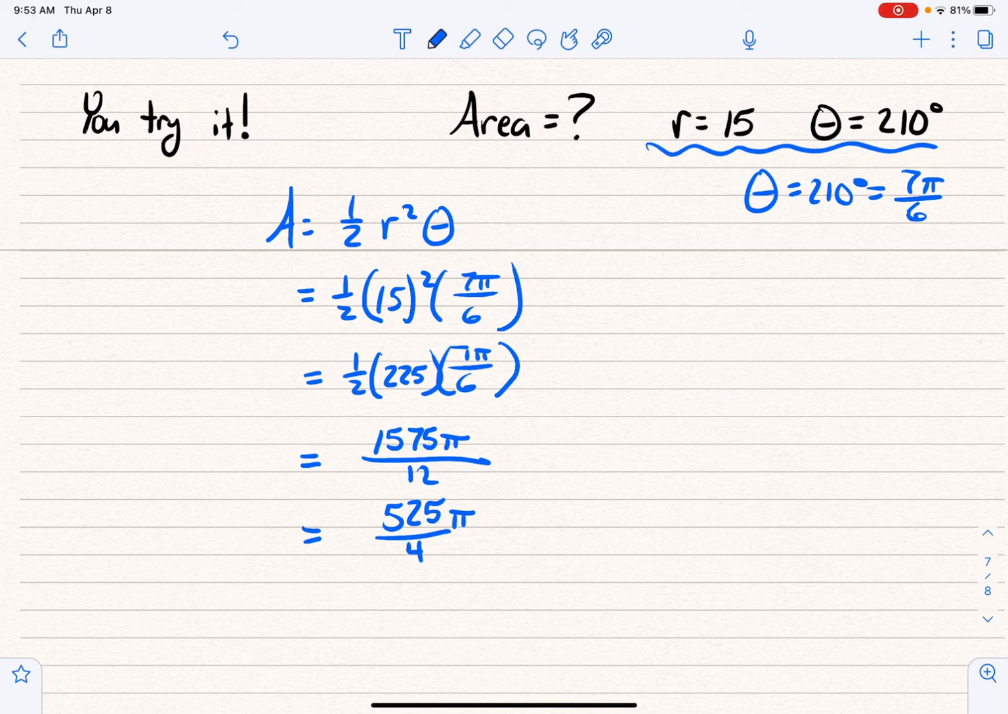And if we wanted to find that to the nearest 2 sig figs, 525 pi divided by 4 would give me about 412.33. So that would be about 410.